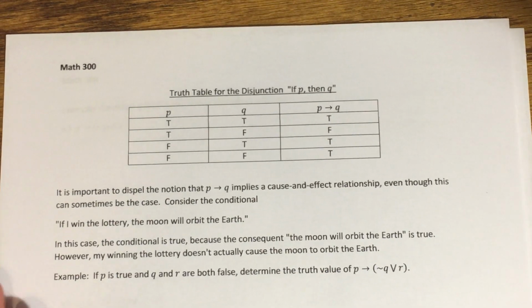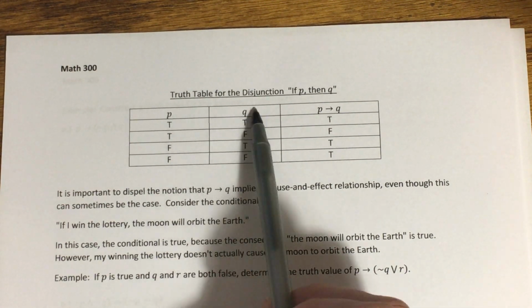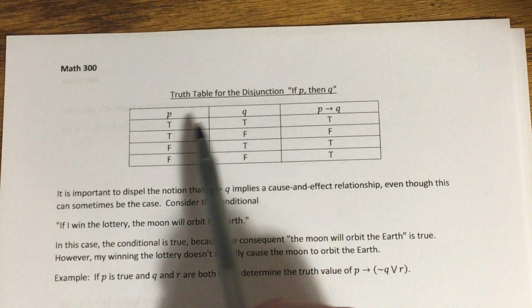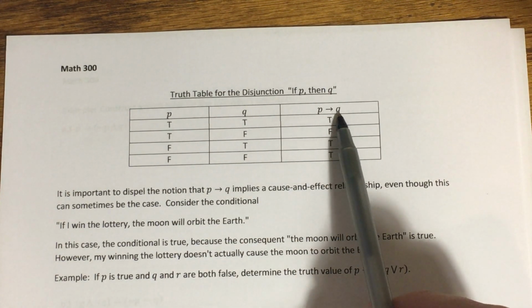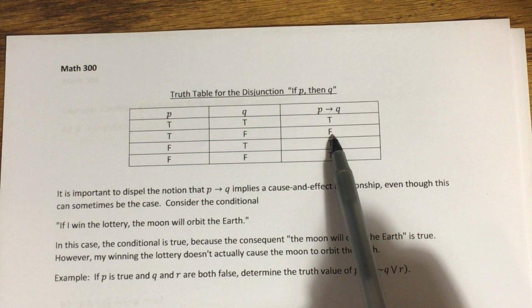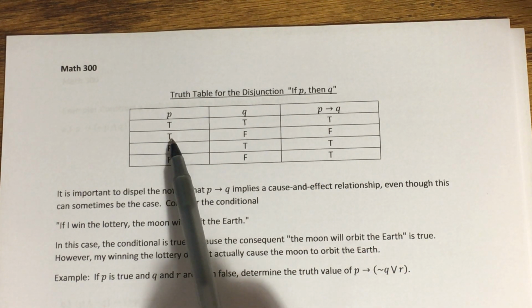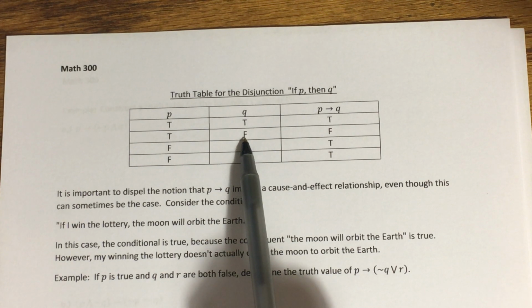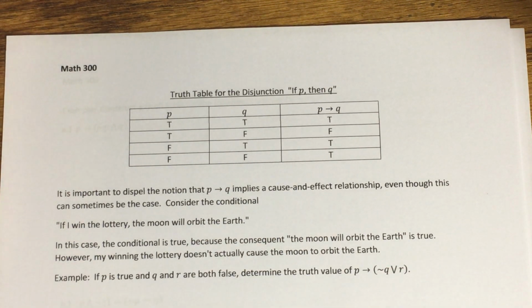This is the truth table for a conditional. Notice I have the 4 combinations of P and Q's truth values: true, true, true, false, false, true, false, false. And notice in my final column here, P implies Q, 3 out of the 4 truth values are true, and only 1 truth value comes out false. That is the case where a true statement is said to imply a false statement. That would make the conditional statement a lie or false.